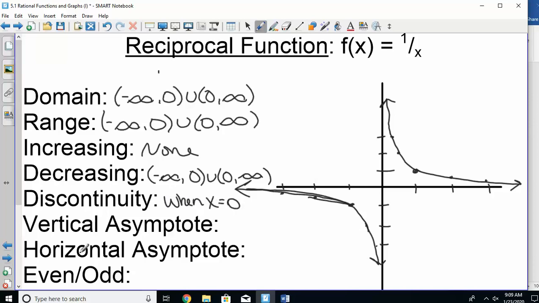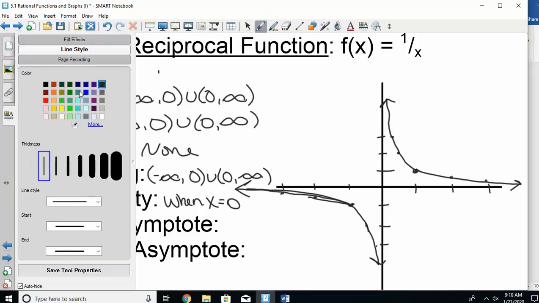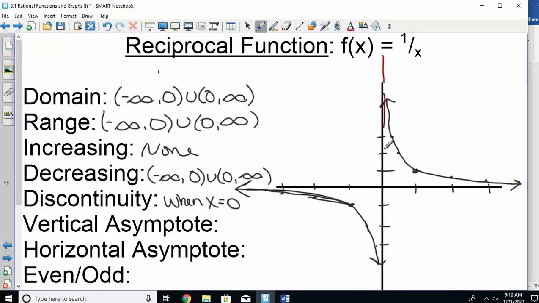So that's the only place our graph has a break. Vertical asymptotes. That means what vertical line is this graph getting close to, but not actually touching. The thing about asymptotes, since they're lines, I want you to write them as equations. A vertical line is x equals, so it's at x equals 0.